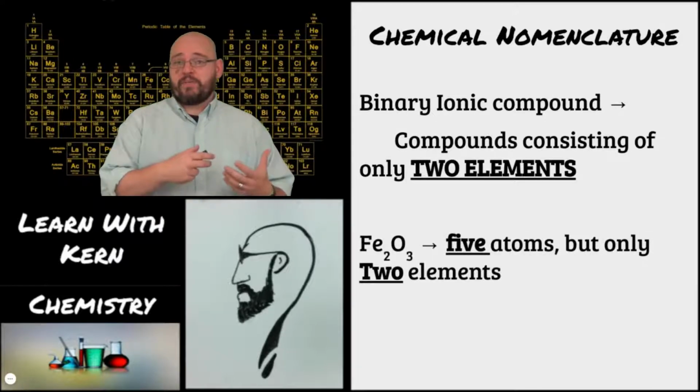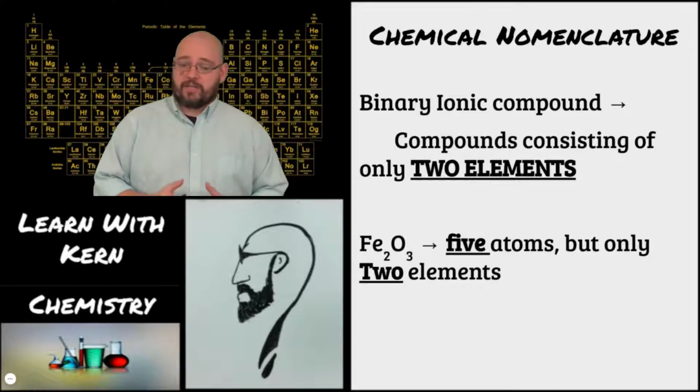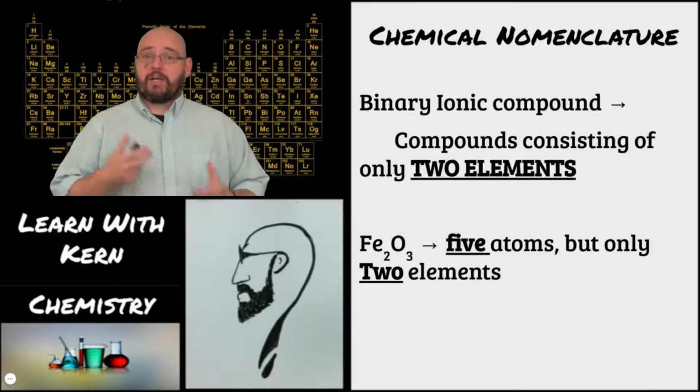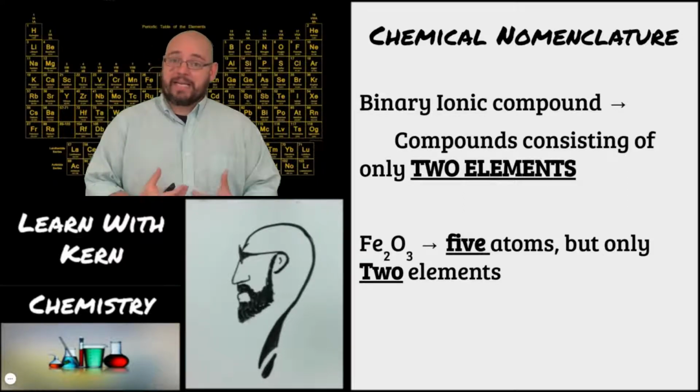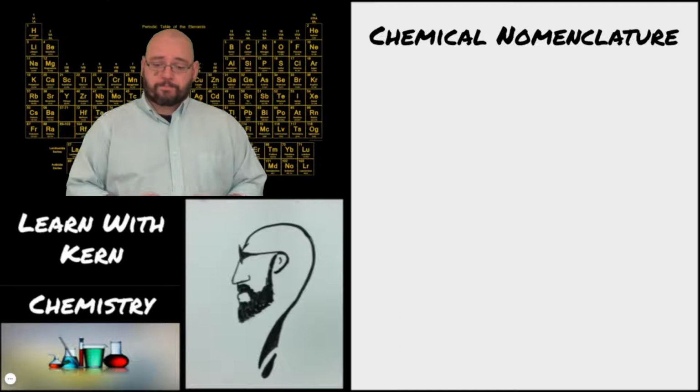So example here, we have Fe2O3. It's two iron atoms, three oxygen atoms. We have a total of 5 atoms, but only two elements, iron and oxygen. So it is a binary ionic compound. It's an ionic compound made up of two elements. That's the type of thing that we're going to talk about.